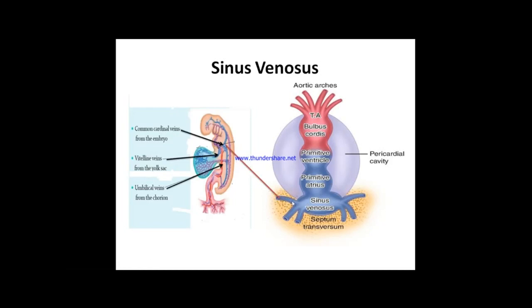which is paired, left and right side. Similarly we have the vitelline vein that is also paired, right and left. Then we have the umbilical veins and they are also paired, right and left. But most of these disappear. The left umbilical vein and the vitelline veins remain, while the right umbilical vein disappears.